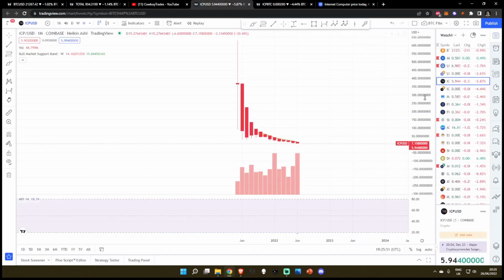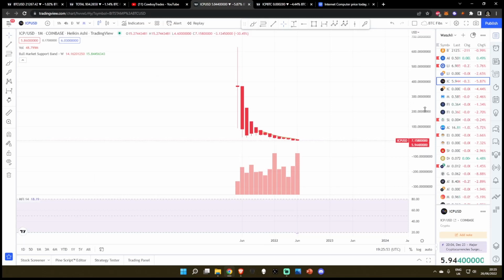I like to look at the market structure, I like to look at the moving averages, and I like to look at things from a purely mathematical perspective. I don't like to bring my emotions into the charts, and this is what the chart says. Once again, there is not a single spot of green on ICP against the US dollar. So it seems very black and white. Once again, I'm not here to fudge you out of your bags. I'm here to tell you that not every cryptocurrency is going to make it.